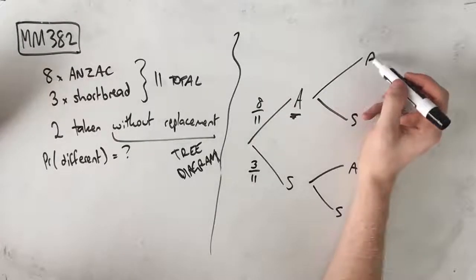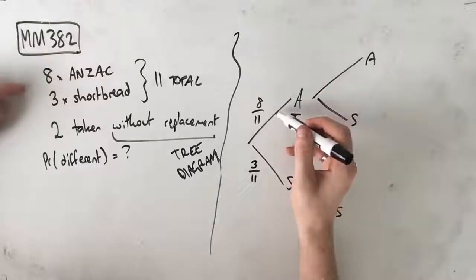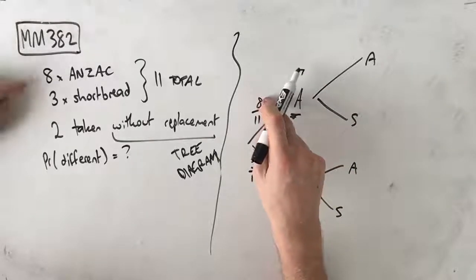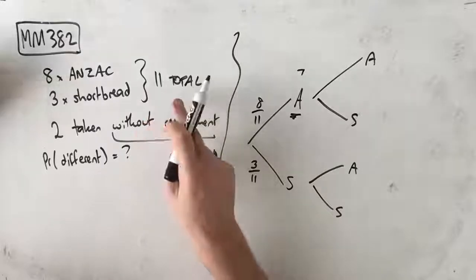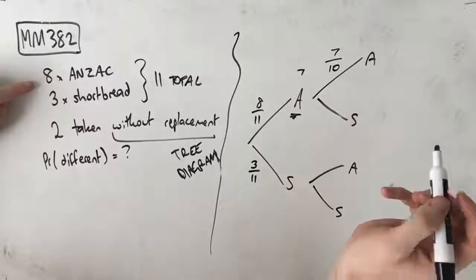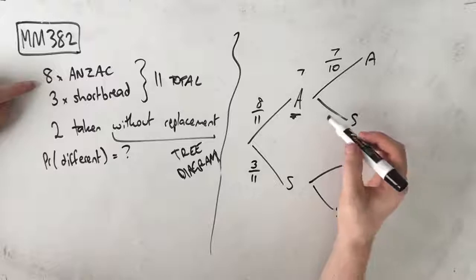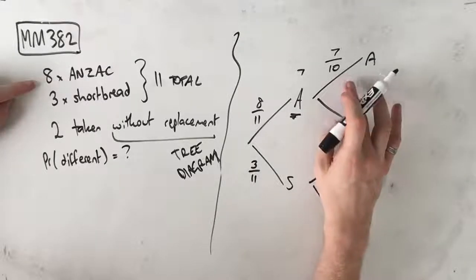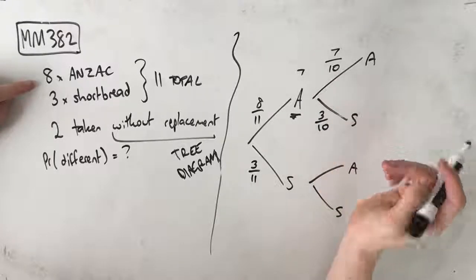The probability of picking out a second Anzac biscuit changes because we've already taken one out, okay? So now that we've taken an Anzac biscuit out, we actually only have 7 left because we've taken one of the 8. And we also don't have 11 total anymore because we've taken one, right? So we have 7 Anzac biscuits left and 10 total. So our probability of picking the second Anzac biscuit is 7 on 10, right? Now, with the shortbread, both of these branches, as I'm sure you've seen before, have to add to 1. So 7 on 10, we need 3 on 10 there to make it equal 1.